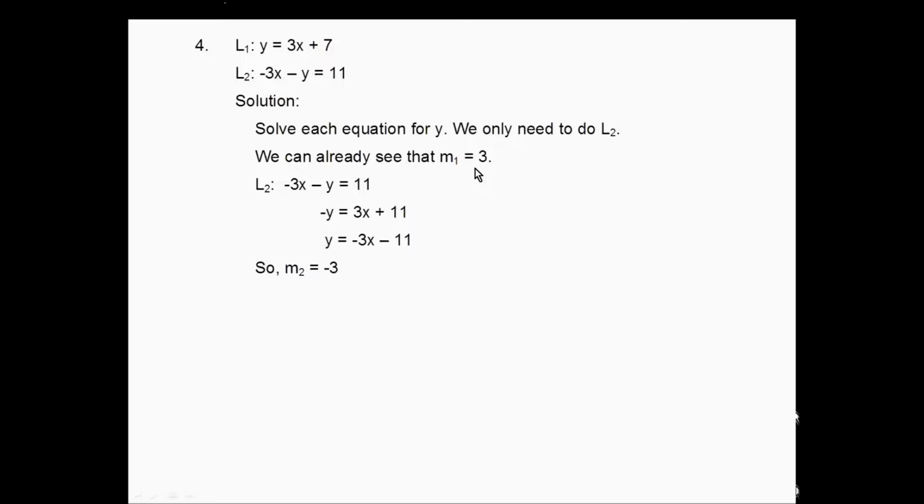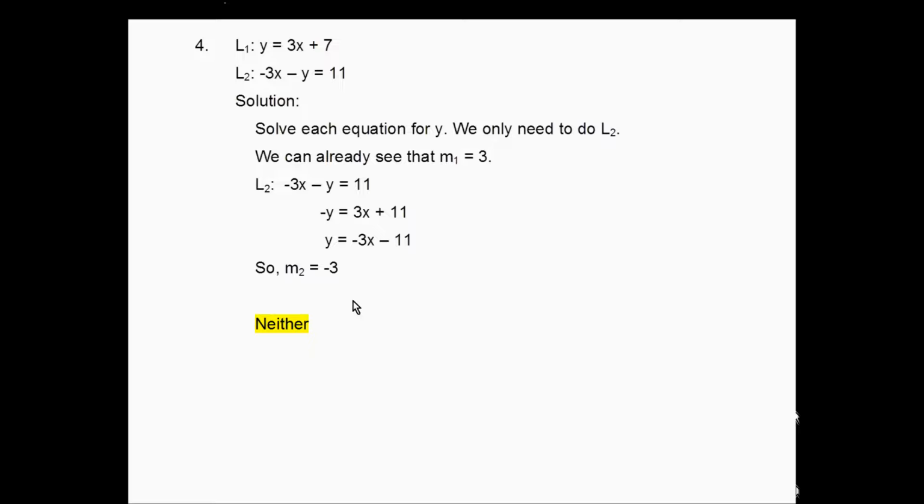Well, they're clearly not the same. Now, if I multiply the two slopes, 3 times negative 3, I get negative 9. That's not perpendicular. These lines are neither. So they're neither parallel nor perpendicular. Neither. Most pairs of lines are neither. Remember, if they're perpendicular, the product of the two slopes has to equal negative 1.